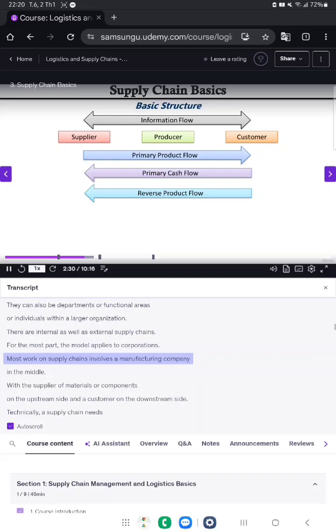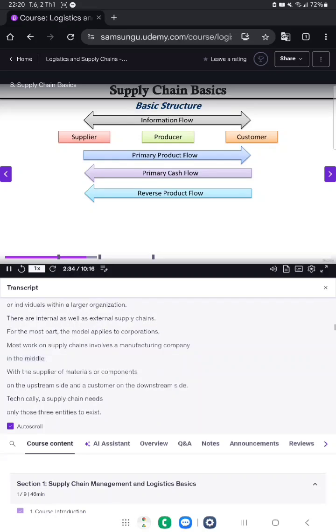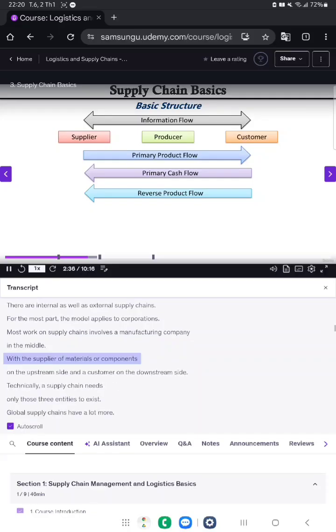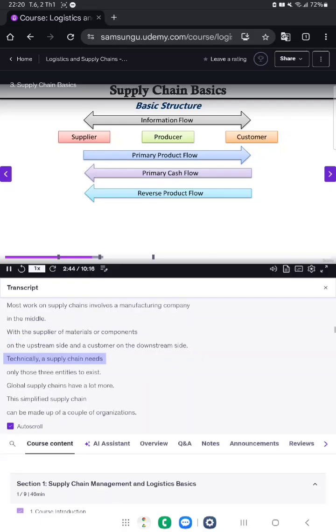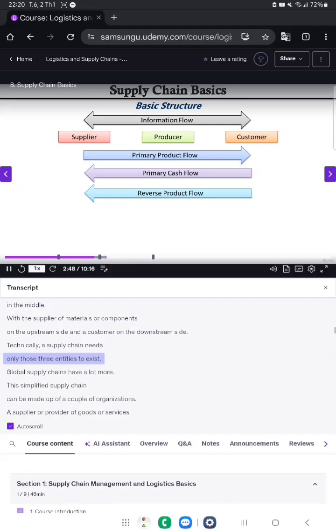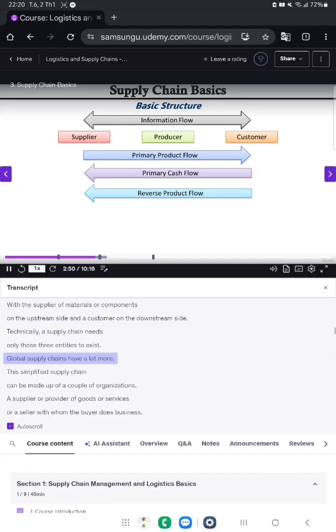Most work on supply chains involves a manufacturing company in the middle, with a supplier of materials or components on the upstream side and a customer on the downstream side. Technically, a supply chain needs only those three entities to exist. Global supply chains have a lot more.